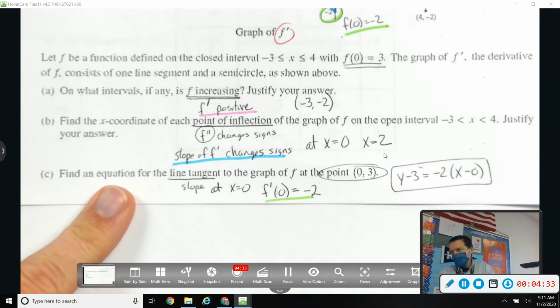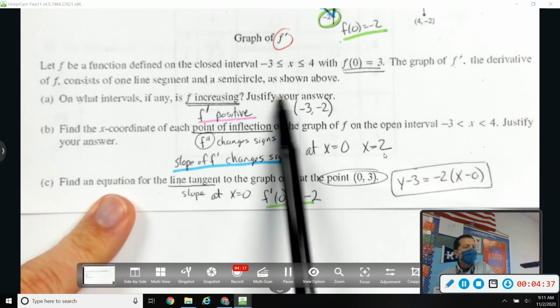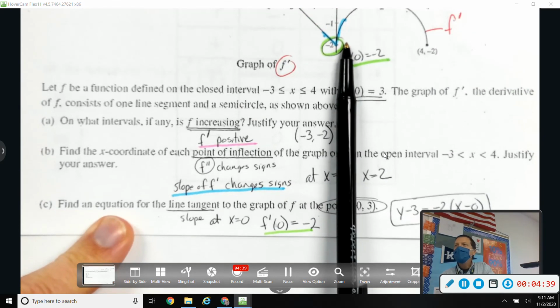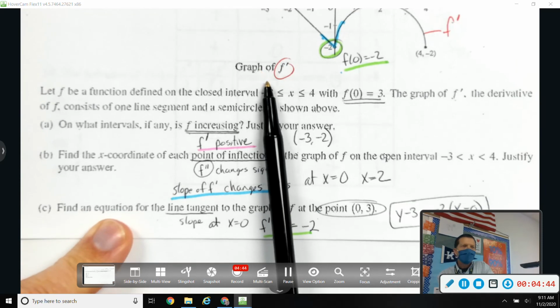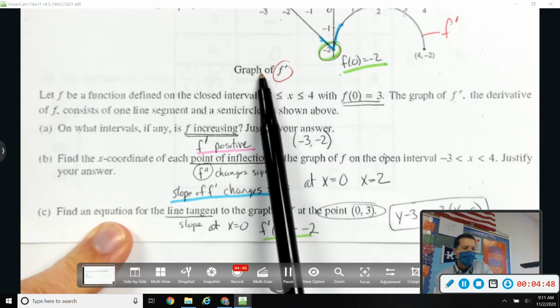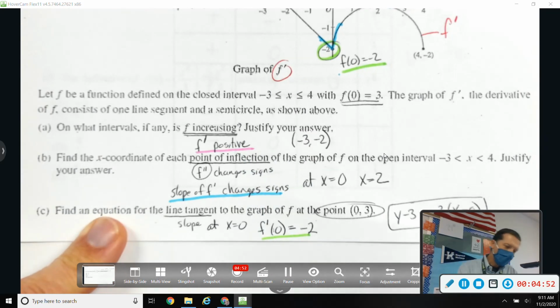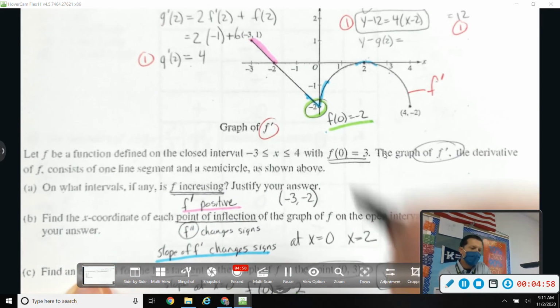The biggest problem with these type of problems is people answering these questions as if this is the graph of f. AP knows that, and that's why they try three different ways to tell you that this is not the graph of f. It'll be labeled, this is the graph of f prime. Then it'll say, the graph of f prime is what's shown above. So we're not trying to trick you, but you do need to recognize what you're given.